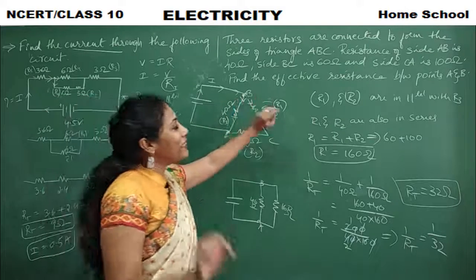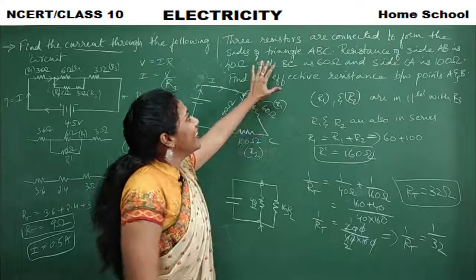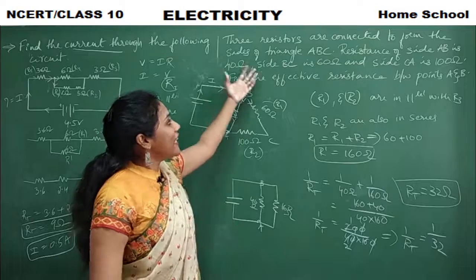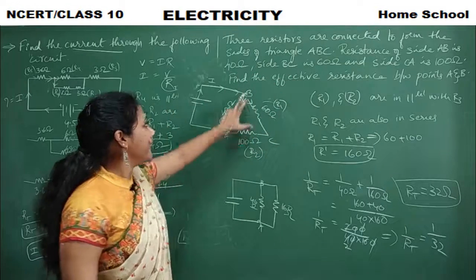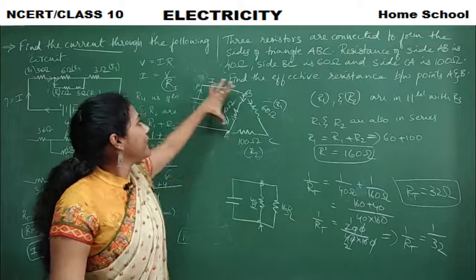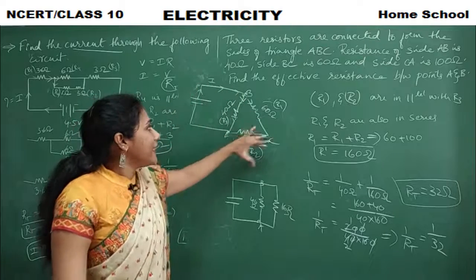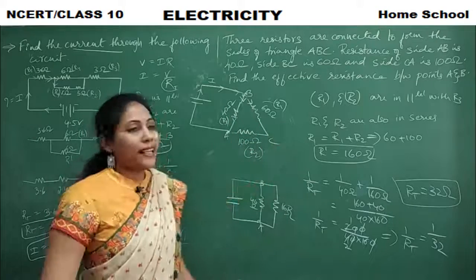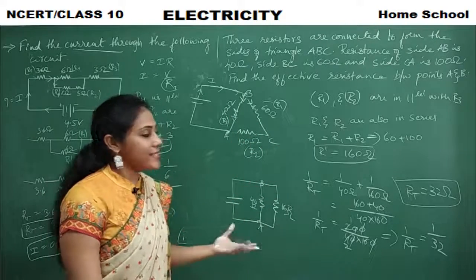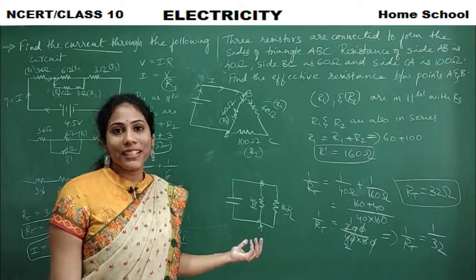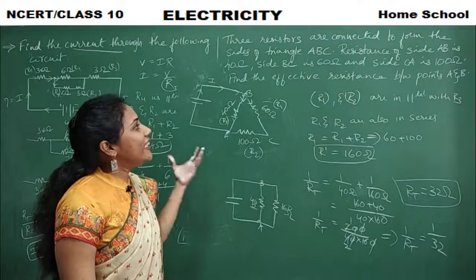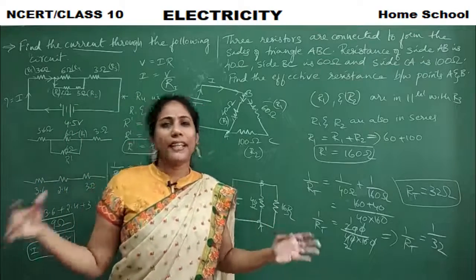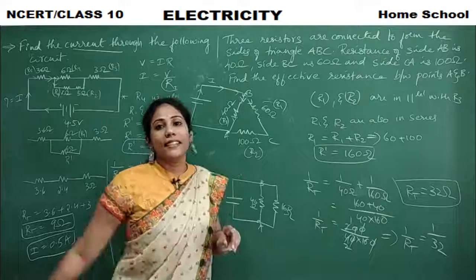No circuit diagram given, nothing. Just they said you have three resistors connected in the form of a triangle, and they said to calculate total resistance between point A and B. So what you have to do is connect a battery between them. You will get a circuit. And now carefully observe the resistors, which are in series and which are in parallel. Do a total resistance calculation. Clear? So it's a very, very important model that has come for the board examination many times. That's why I purposefully selected this question.